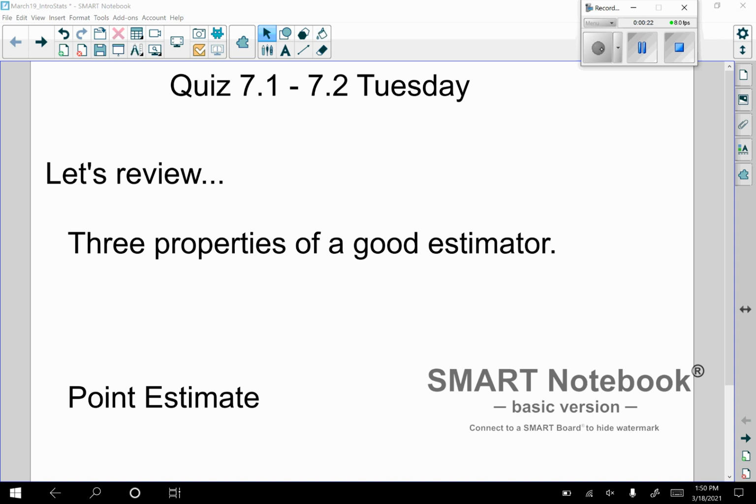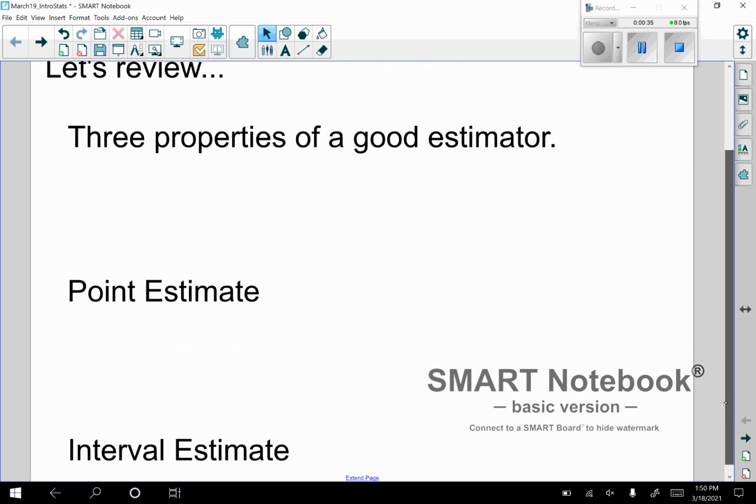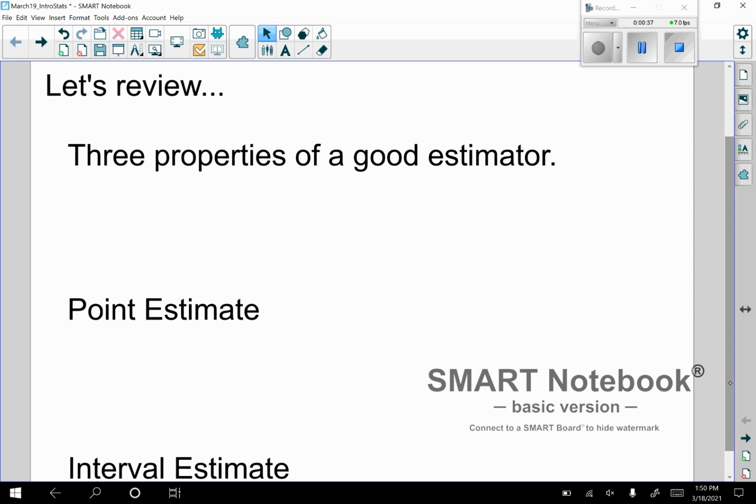So I want you to pause the video, look back in your notes, and answer these first two topics. The first is to write out the three properties of a good estimator and then define what a point estimate is, as well as an interval estimate. All right, so pause the video if you need more time.